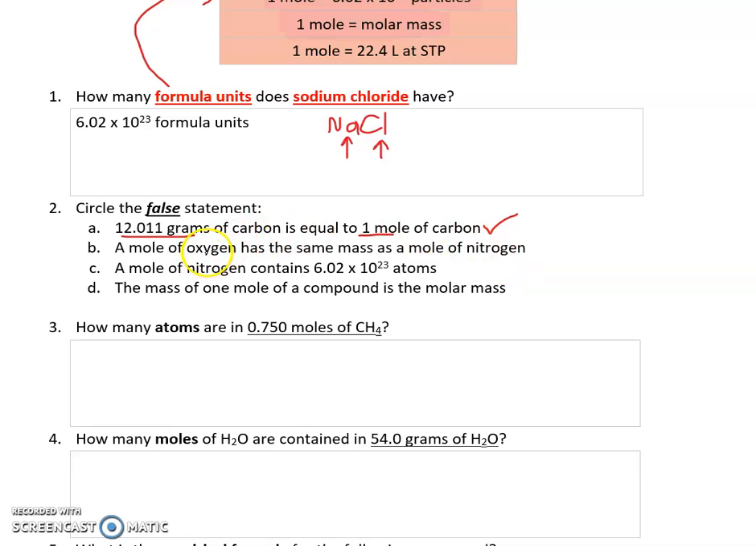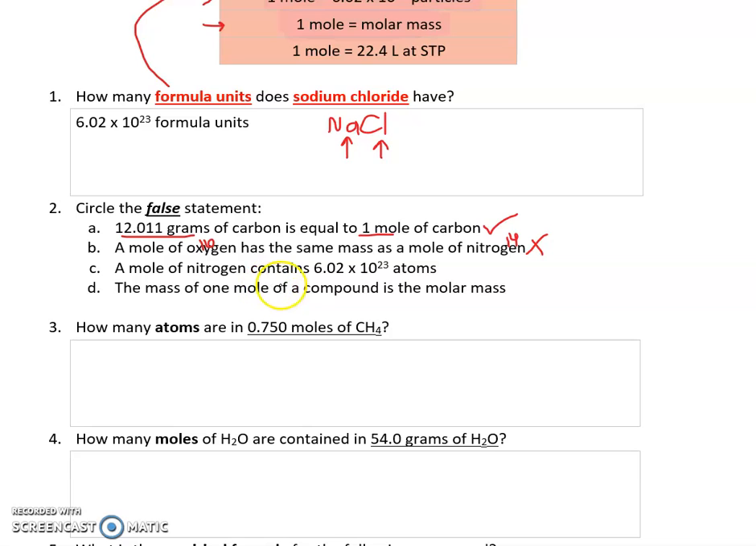A mole of oxygen has the same mass as a mole of nitrogen. If you look at the periodic table, the mass of oxygen, we already said that the mass is equal to the moles from this conversion right here. So the mass of oxygen in the periodic table is about 16 atomic mass units, and the mass of nitrogen is about 14. So if they're saying that a mole of oxygen has the same mass as a mole of nitrogen, well, that doesn't make a lot of sense. 16 does not equal 14. Let's move on to the next one.